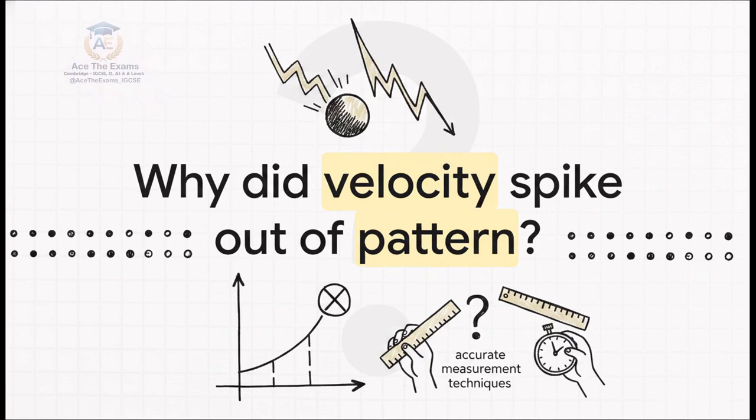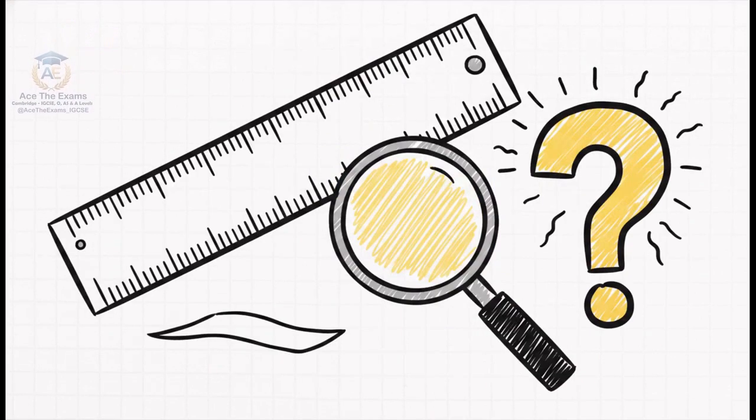Examiner wording: identify 8.5 meters per second as an anomaly due to measurement error and exclude it from the final gradient calculation. Boom, full marks for sure. All right, it is challenge time.